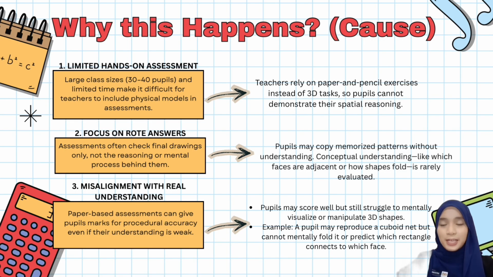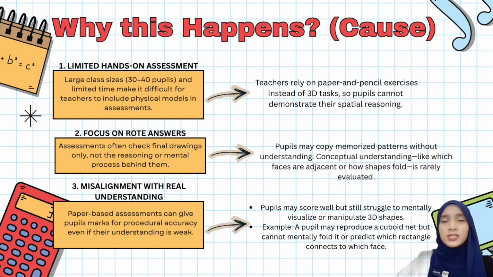So, why does this happen? First of all, it is because of limited hands-on assessment. Due to time constraints and large class sizes, teachers often rely on written tests. It is difficult to assess each pupil using physical models during examinations. Second, focus on the final answer. Assessment usually checks whether the drawing looks correct. They rarely evaluate the reasoning process, so people may copy a memorized net pattern and still score marks.